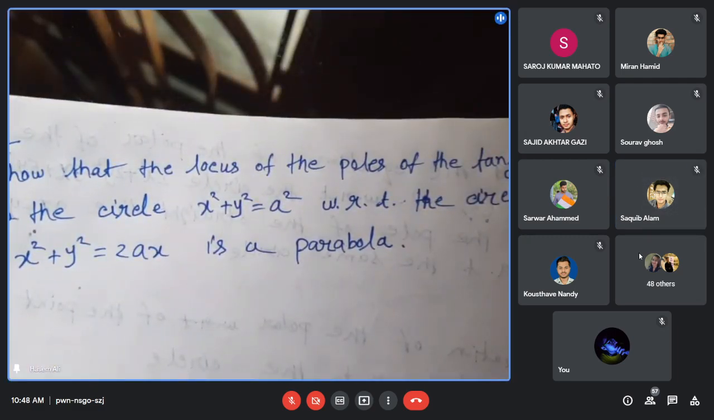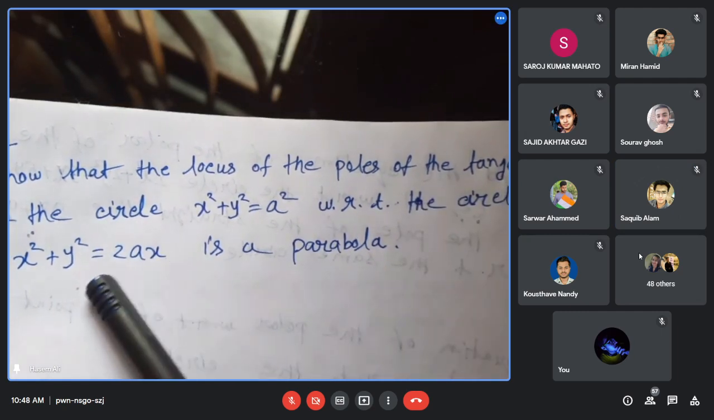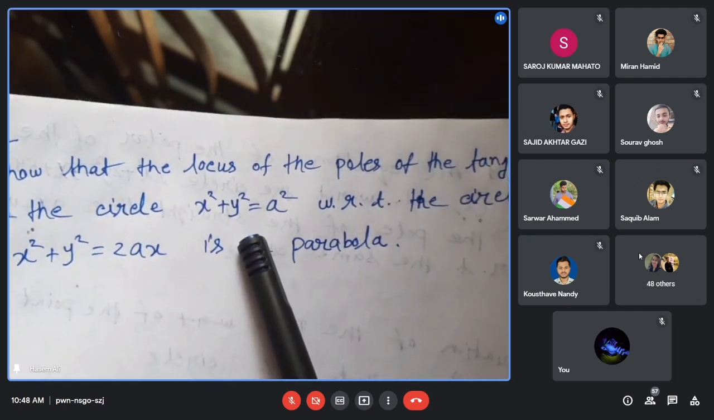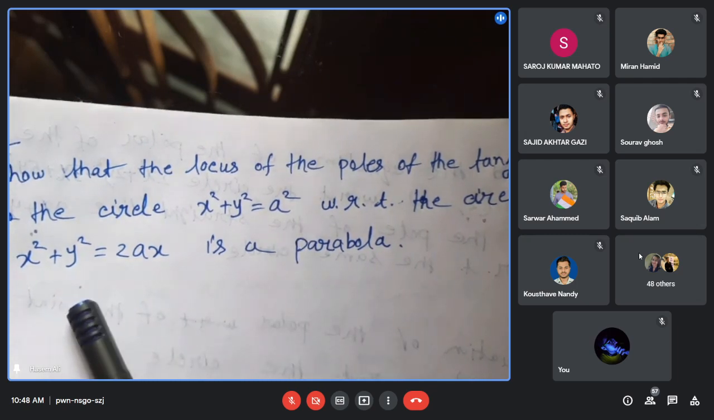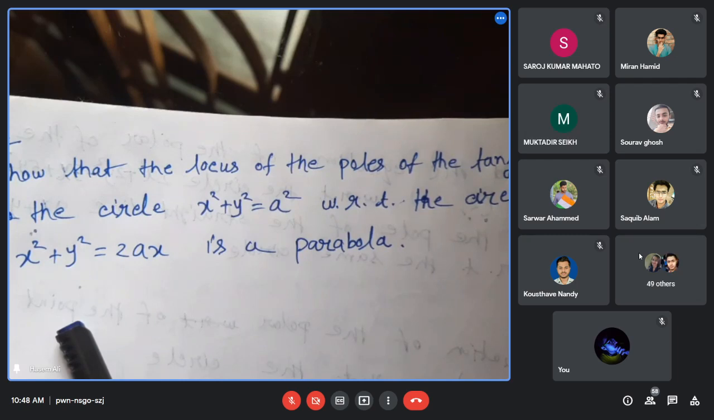The locus of the poles of the tangents to the circle x square plus y square equals to a square, with respect to the circle, this. There are two given circles. No point is given and no polar is given. Only two circles, the equations of two circles are given.